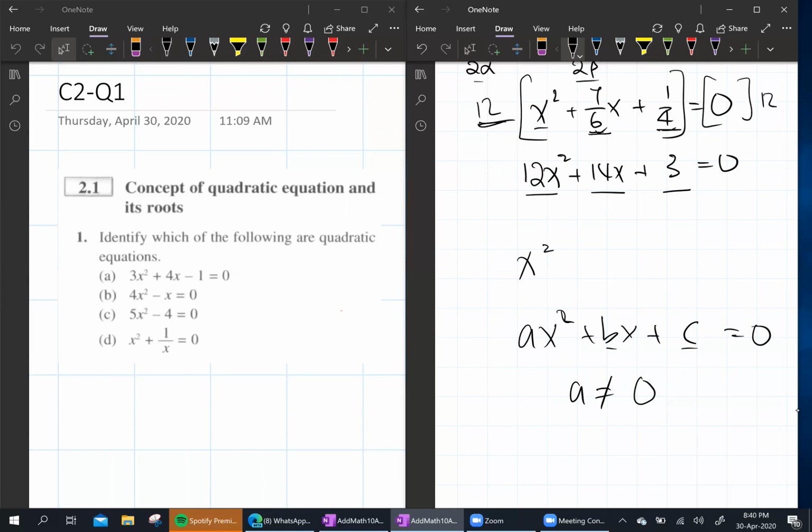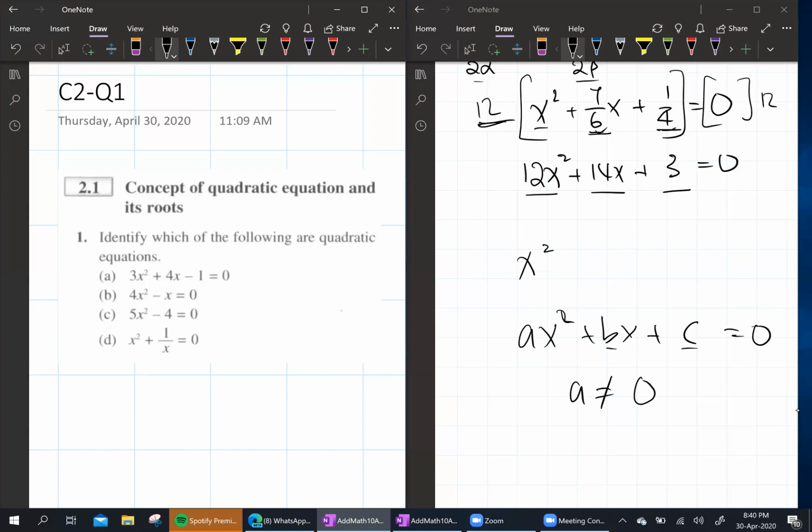Okay, understand. This is a quadratic equation. ABC is a quadratic equation except for D. This is also a quadratic equation. This is also a quadratic equation. This is not a quadratic equation.